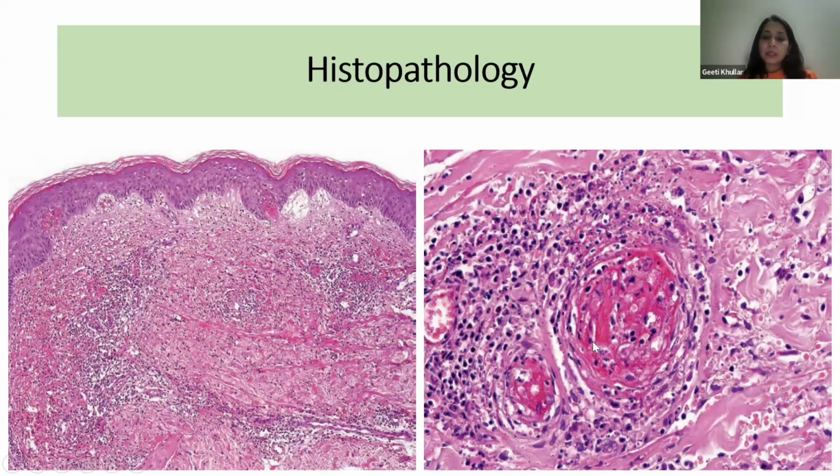Then the fibrinoid necrosis, that is the pink material which has replaced the vessel wall. And there are some RBCs which can be seen here in the vessel lumen. Sometimes they are present outside the vessel, like you can see here outside the vessel. So this is RBC extravasation.